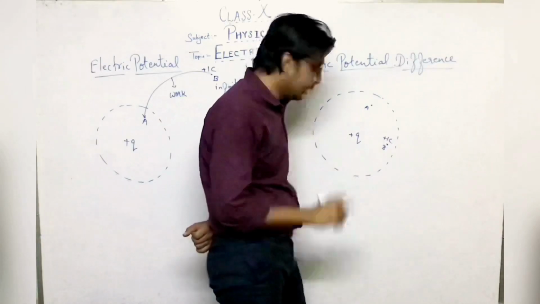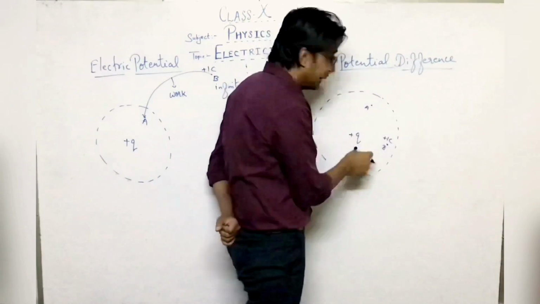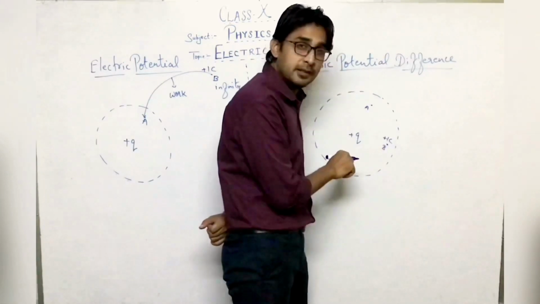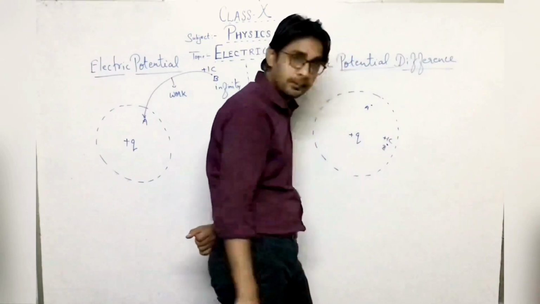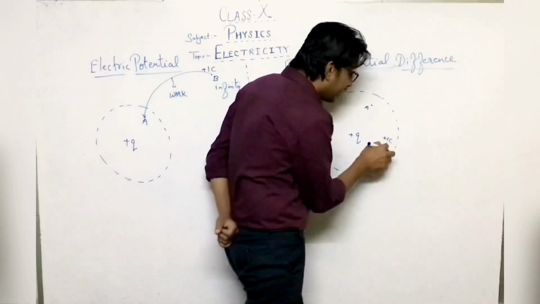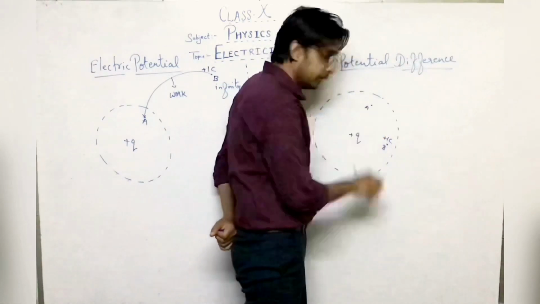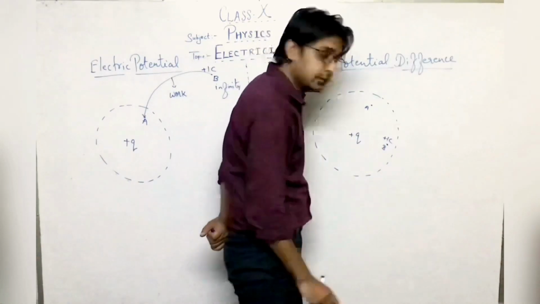Again, there is a charge, there is an electric field of that charge, and there are 2 points, both inside the electric field. There is a unit positive charge at one point. Now we have to move this charge from one point to another. So to move this charge we have to do some work.